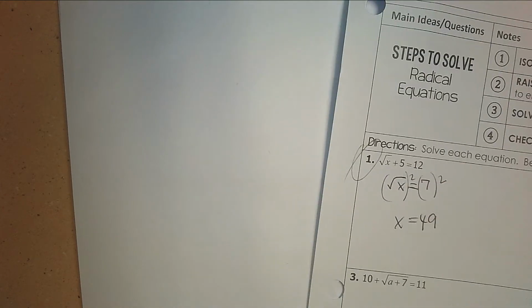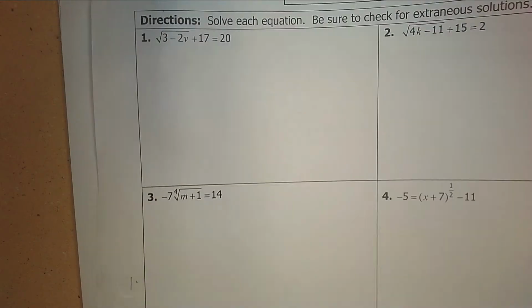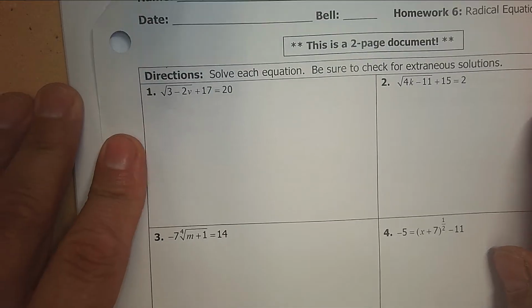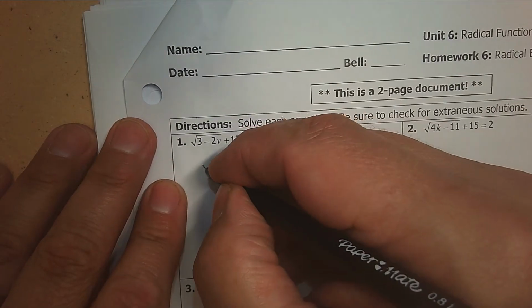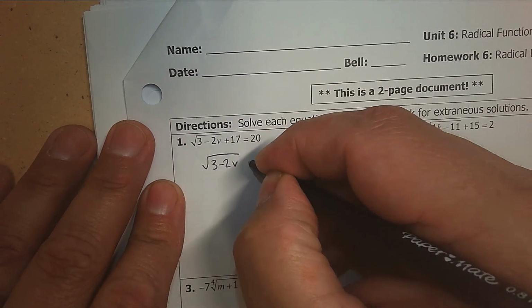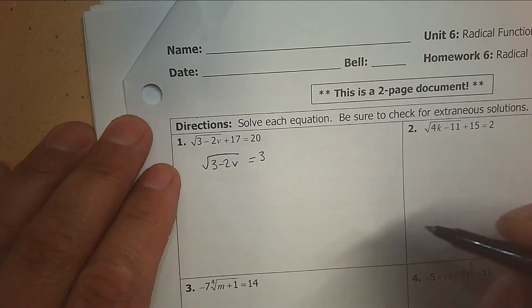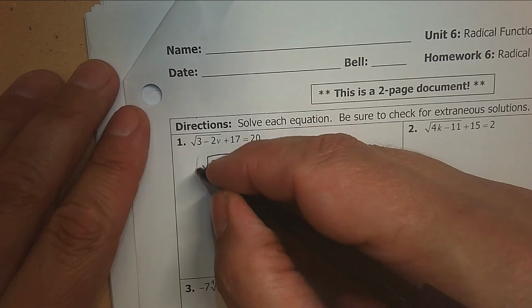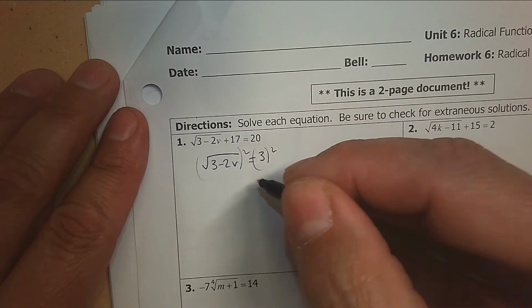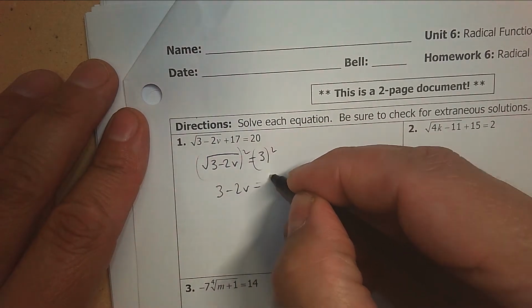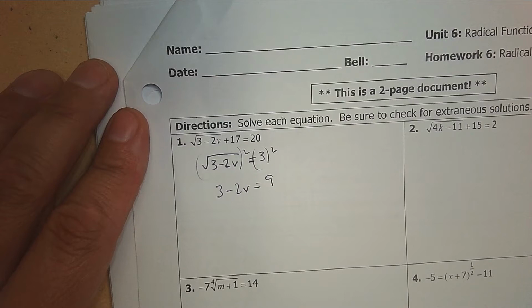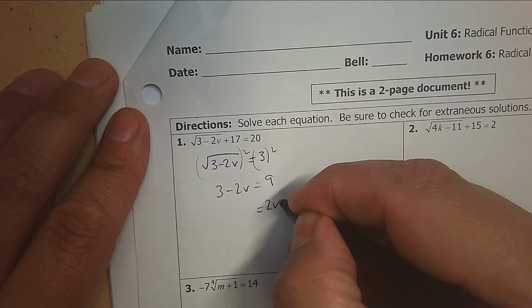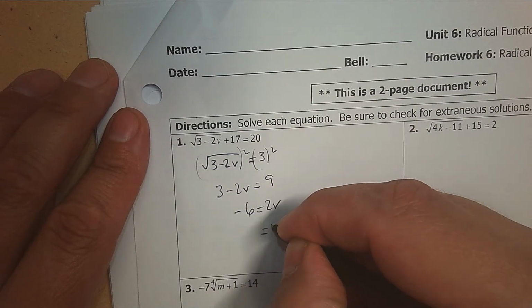Let me turn to the homework part. All right, step 1 is to isolate the radical. So that's 3 minus 2v. We're going to subtract. So 20 subtract 17 is 3. Then we're going to square both sides. So we have 3 subtract 2v equals 9. Then we're going to solve that. So I'm going to add 2v and subtract 9 and then divide.